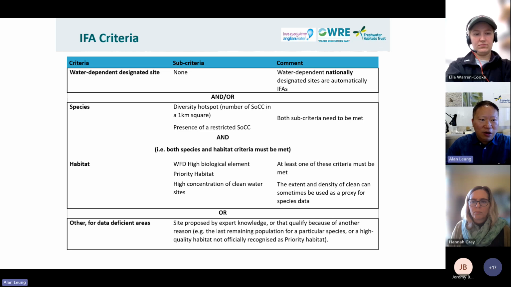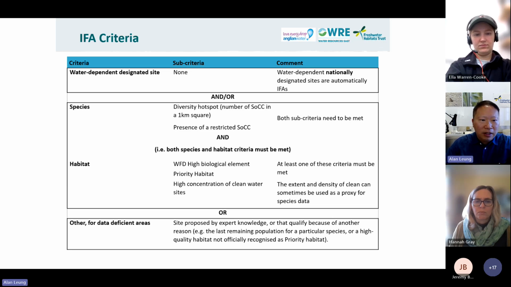If the location is a biodiversity hotspot based on species of conservation concern in a 1 km square, and also has the presence of restricted SOCC, restricted species of conservation concern. What we mean by that are species with restricted distribution. I will explain in more detail when I explain what we mean by SOCC.